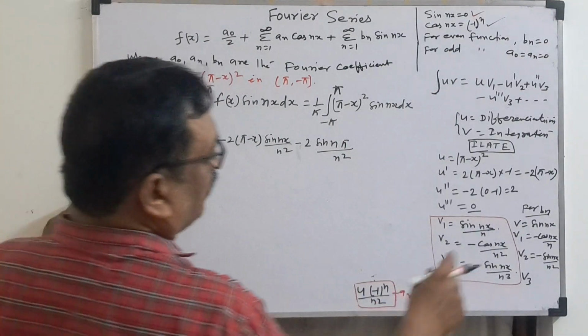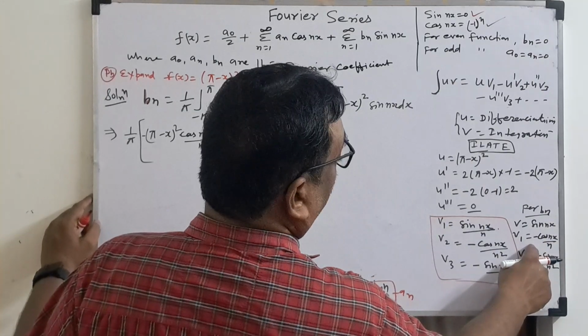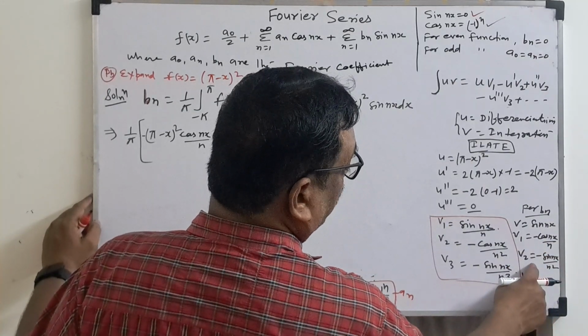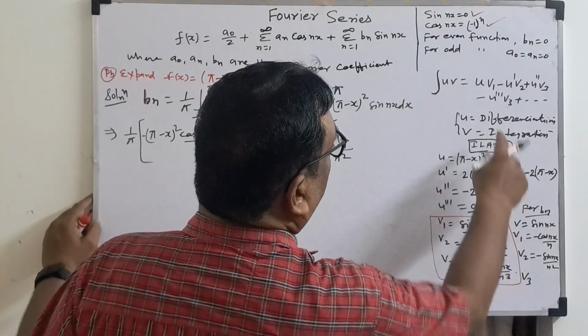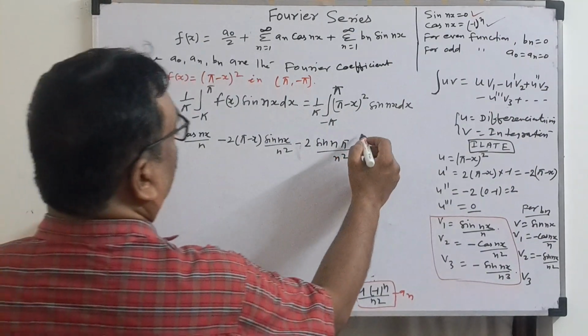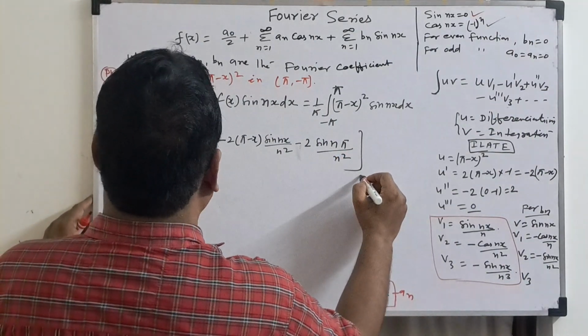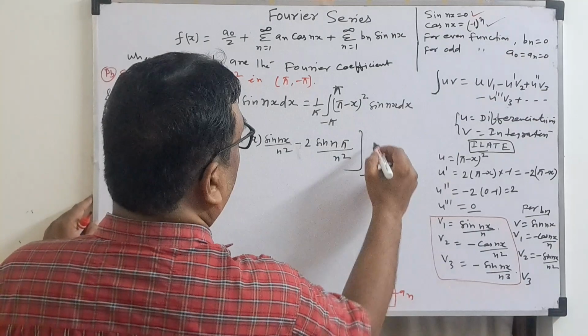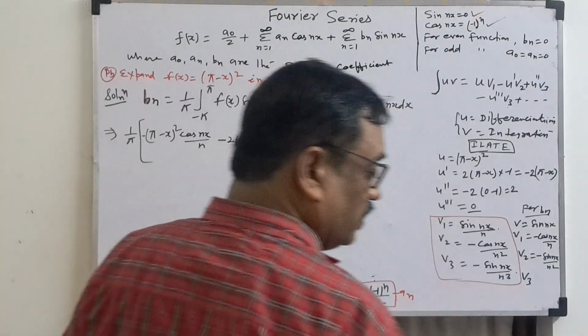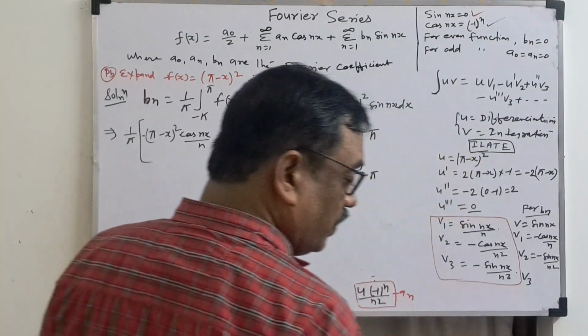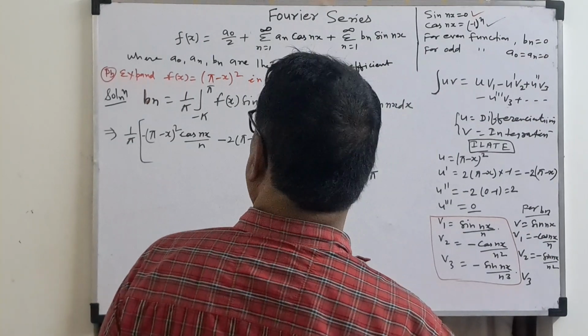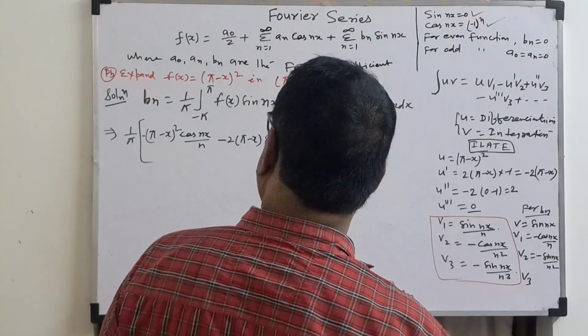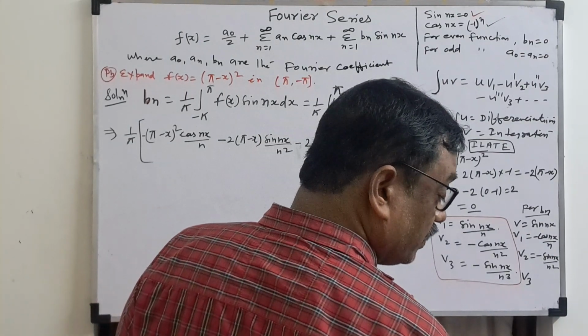Check it: sine v1, cos v2, again sine, so v3 is not there. Okay, so now we got this term, sine n pi by n square, from minus pi to pi. So let's check this. What is coming? Pi minus x cos nx by n minus 2 pi, correct, sine nx by n.